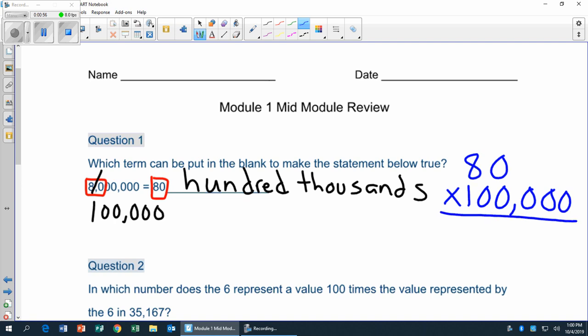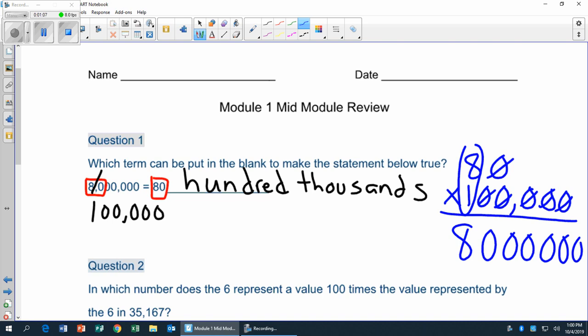We're going to ignore the zeros and just do 8 times 1, which is 8. And then we're going to count all the zeros. There's 6 of them, and we're going to put them back in. And we see that this number here matches the original number all the way over here.